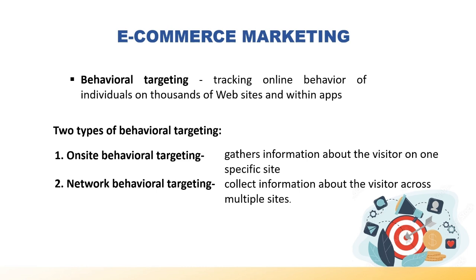Unfortunately, behavioral targeting of millions of web users also leads to the invasion of personal privacy without user consent. When consumers lose trust in their web experience, they tend not to purchase anything. There are two types of behavioral targeting. Number one, on-site behavioral targeting, and number two, network behavioral targeting. On-site behavioral targeting gathers information about the visitor on one specific site, while network behavioral targeting collects information about the visitor across multiple sites.